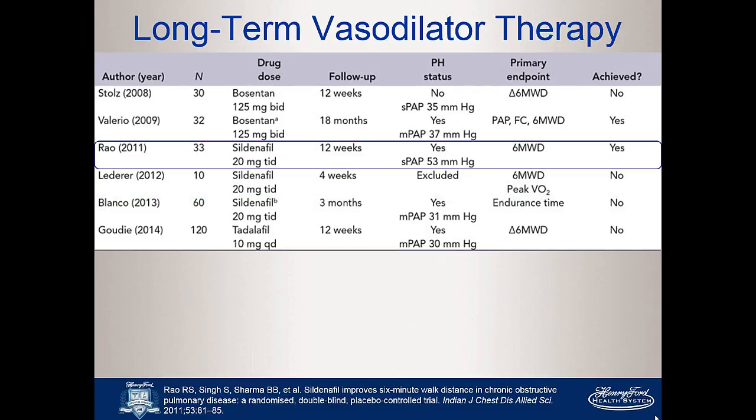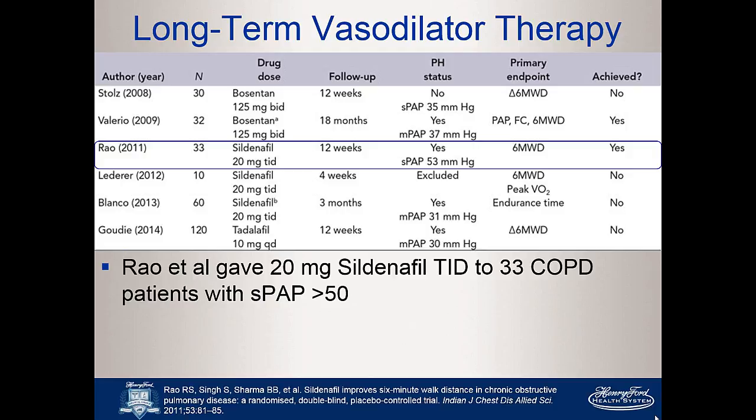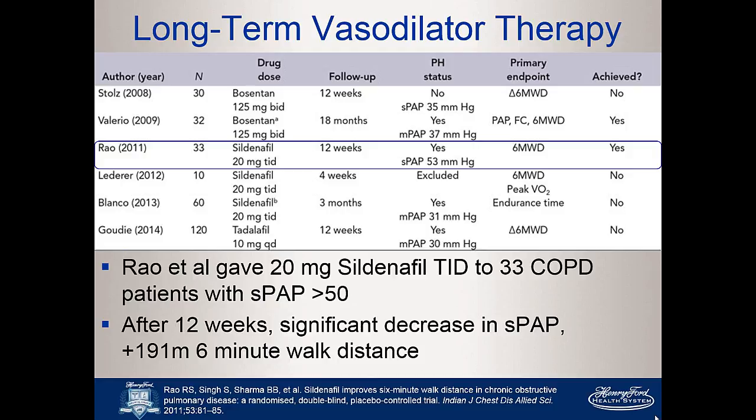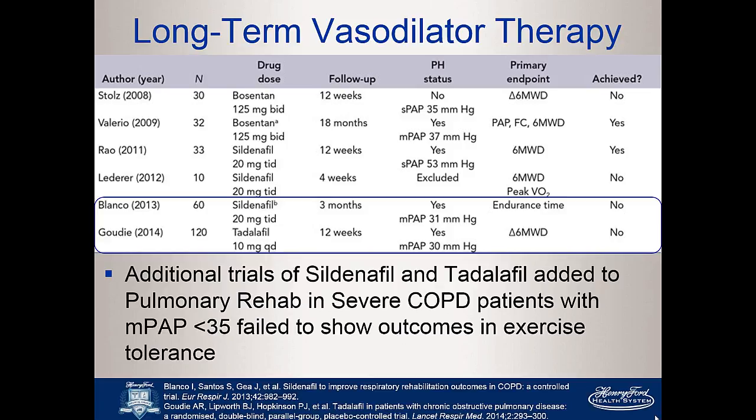But looking at 33 patients with PH, as defined by a systolic PA pressure on echo greater than 50, 20 milligrams of sildenafil 3 times a day was given to 33 patients fitting into this criteria. And again, looking at 6-minute walk distance, after 12 weeks of treatment, these people on average had an increased 6-minute walk distance of 191 meters. Pretty significant. In terms of the rest of the studies, combining either sildenafil or tadalafil with pulmonary rehab in severe COPD patients with a mean PA pressure, again, hemodynamic studies, less than 35 failed to show any outcomes in exercise tolerance.